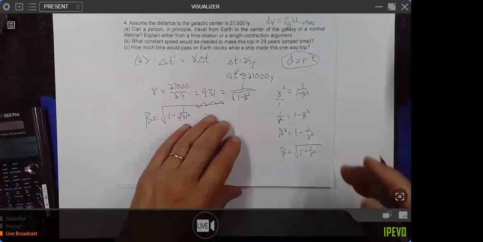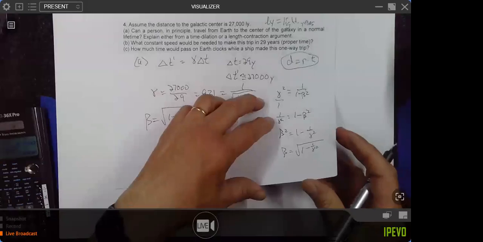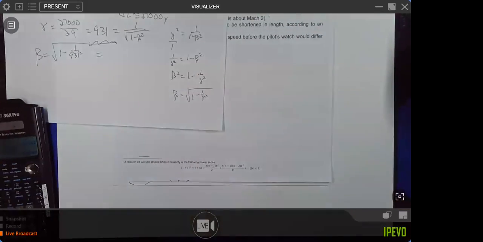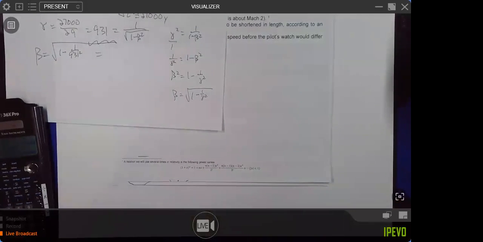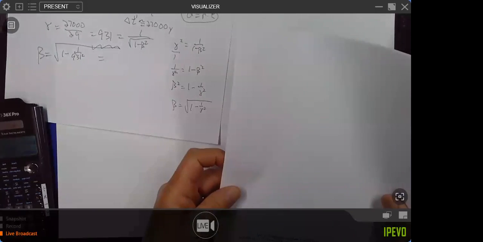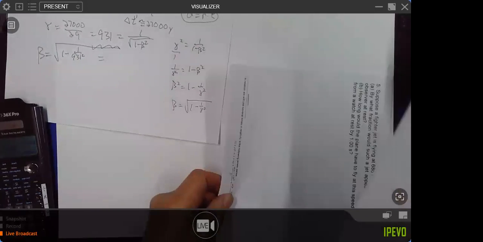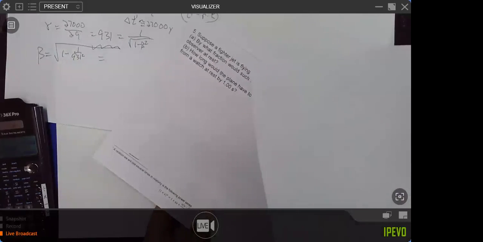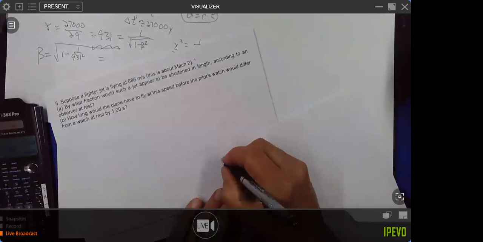If I think of this as, need scratch paper, not real paper. I don't want to mess up my other stuff. Oops, except I did want that series expansion. 1 plus x to the n is 1 plus nx plus, okay.